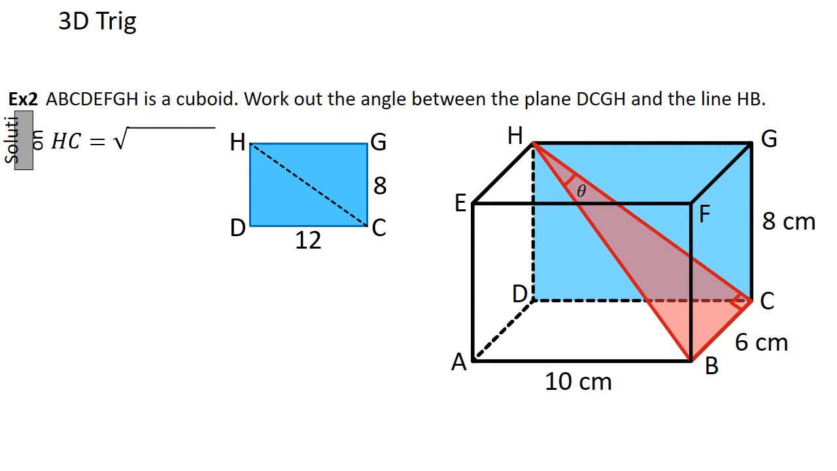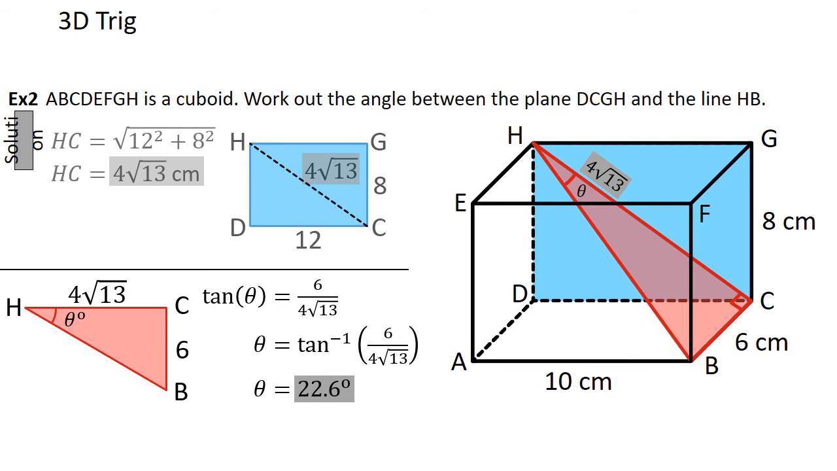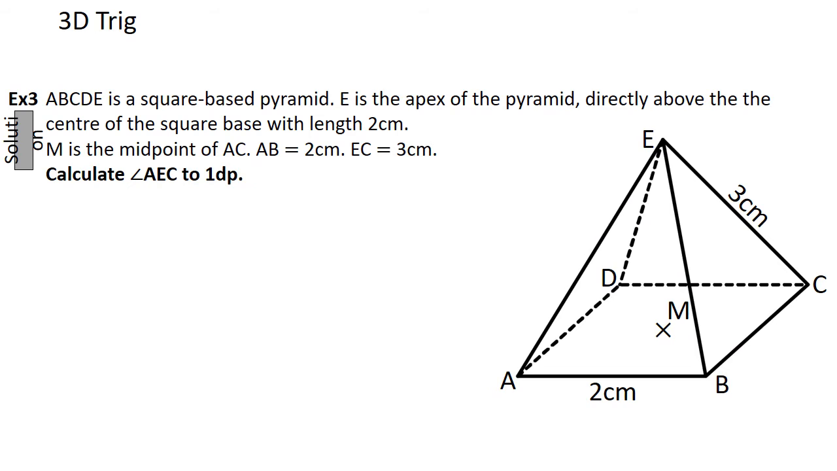So we're going to use Pythagoras again: 12 squared plus 8 squared, square root it. It simplifies down to 4 root 13. Now I'm just going to use that in my triangle. Again, I've got the opposite and the adjacent, so it's tan. So it's opposite divided by adjacent, and then tan to the minus 1, and it's going to be 22.6 degrees. It can be done in pyramids as well.